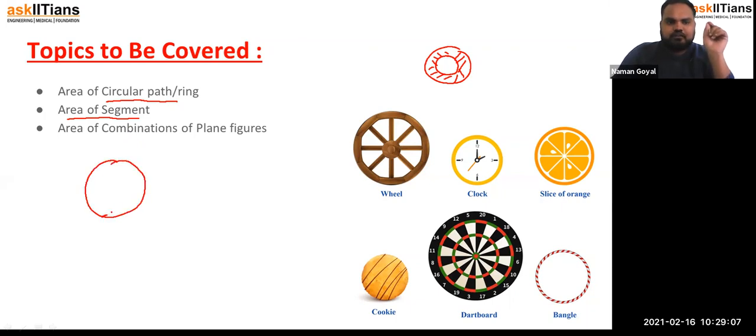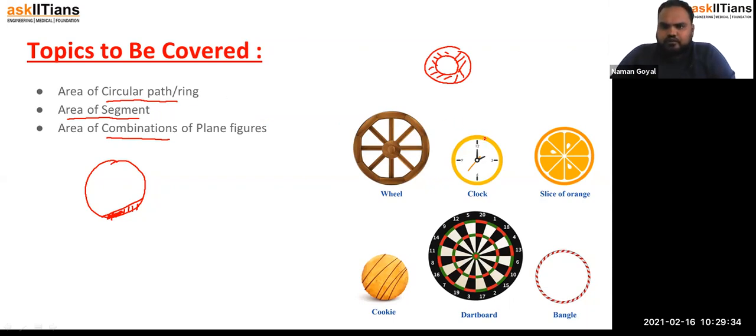What is a segment? There is a chord, and this is a segment. So how do we find the area of this segment? And then there are some combined figures, combinations of two or more figures. How we find the area of those figures, we are going to learn in this chapter. Okay, any problem? No.